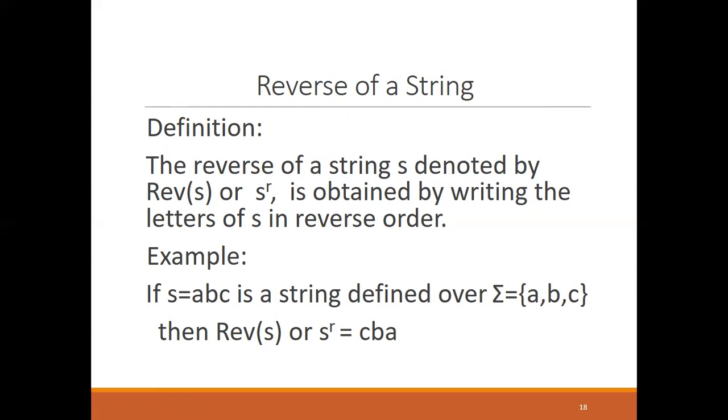Reverse of a string. The reverse of a string S is denoted by rev of S or S of R. It is obtained by writing the letters of S in reverse order. For example, if you have a string ABC and we calculate its reverse, S of R will be obtained by taking letters from the right side: C B A. ABC reverse will be CBA. Okay. XYZ reverse will be ZYX. And so on. So the reverse is obtained by writing the letters in reverse order.